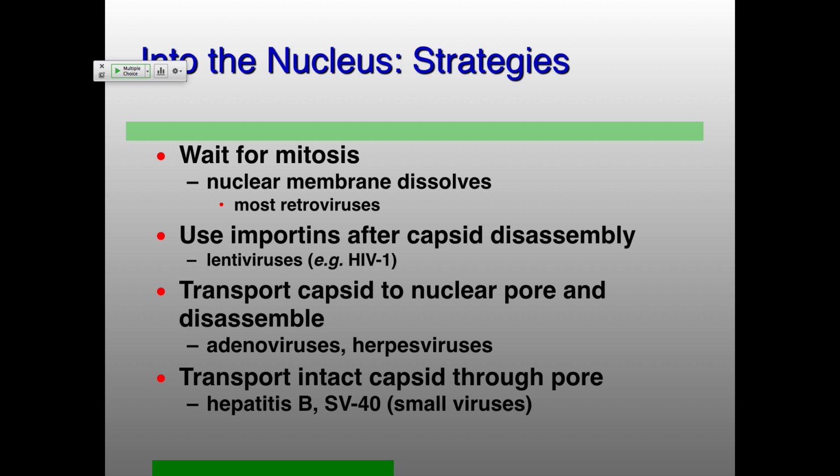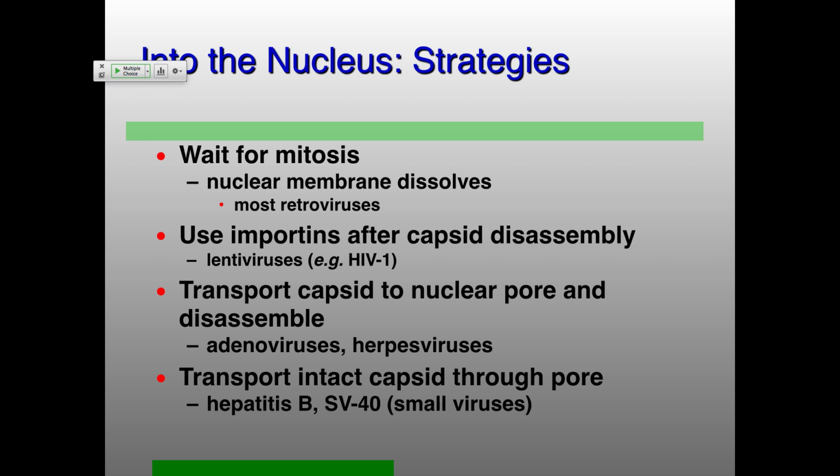And one of them is actually just to hang out. Wait till the nuclear membrane dissolves. That's a way of dealing with the nuclear pore. It's gone. And so then when the nucleus reforms, you're inside the nucleus. And so that works. Turns out that some lentiviruses, not HIV, interestingly enough, but other retroviruses actually will wait for mitosis to take place, and then they can get inside the nucleus that way.